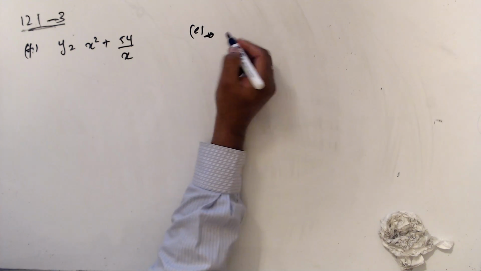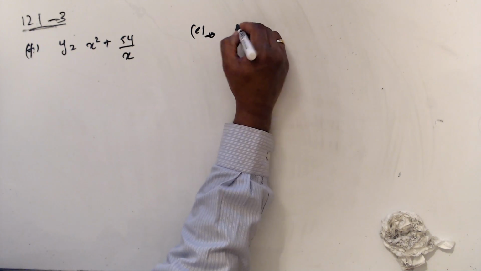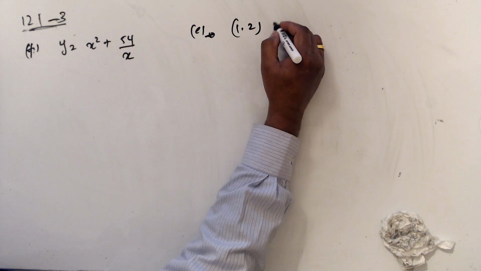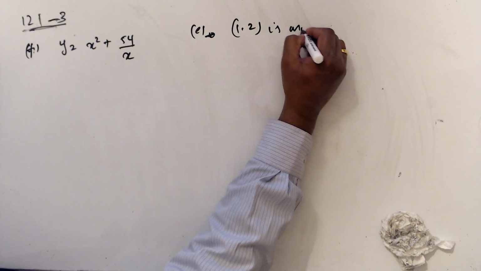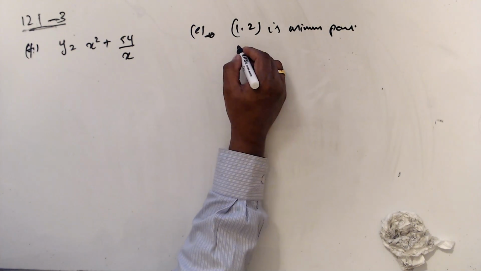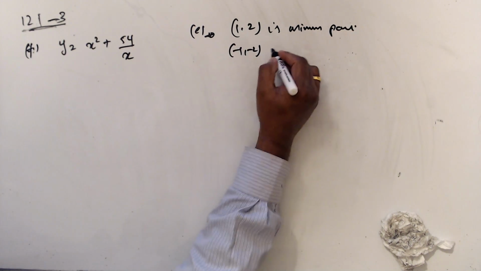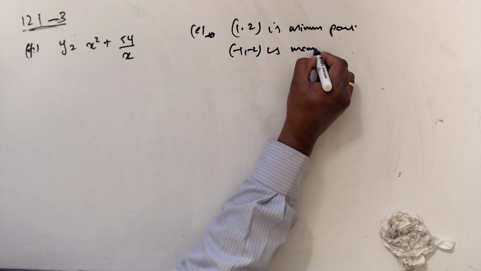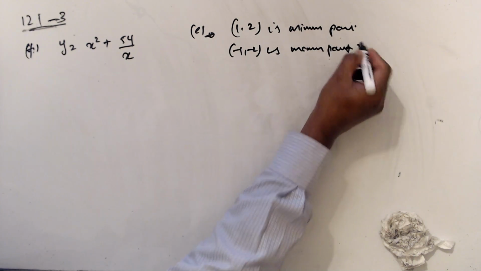Question E, I forgot to finalize. So (1, 2) is a minimum point, and (-1, -2) is a maximum point.